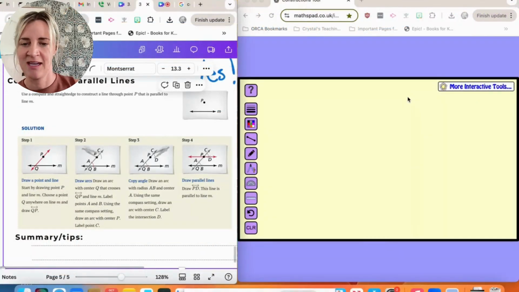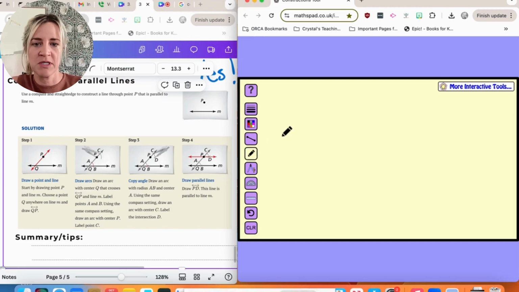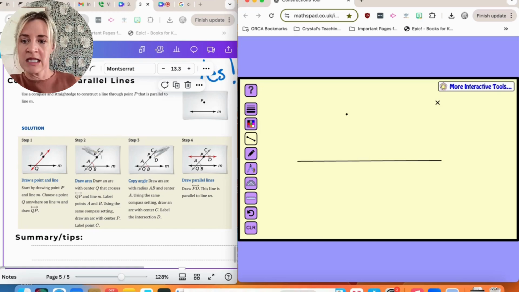Math SPAD. This is optional, not required. Sometimes it's fun to see these done using construction tools, so you can see why the lines are parallel and also why corresponding angles are congruent. So we're going to start with a point and a line below the point. Start by drawing point P. We did that. And line M.